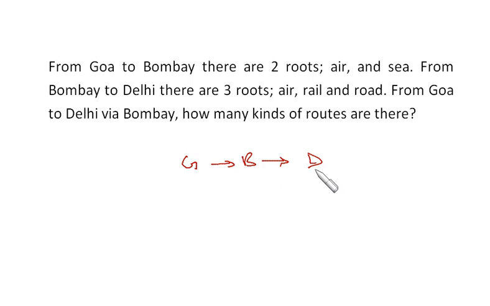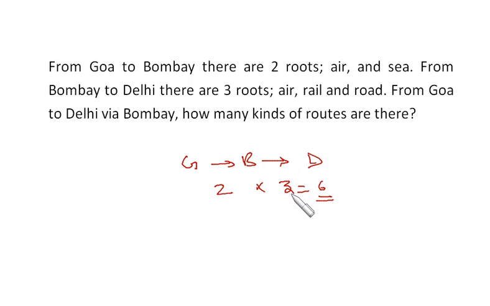Both the events are happening simultaneously. That means the person is first going from Goa to Bombay, then Bombay to Delhi. How many choices does one have going from Goa to Bombay? There are two routes. And from Bombay to Delhi, there are three routes. So, Goa to Bombay and Bombay to Delhi. So 2 into 3, 6 ways will be there.